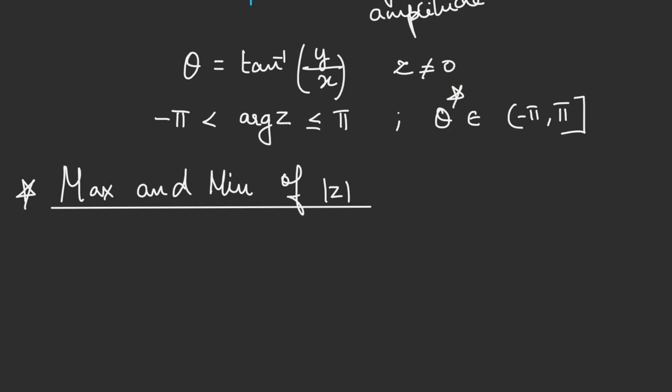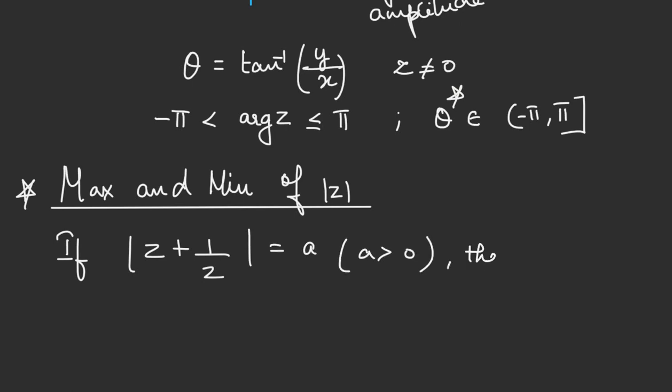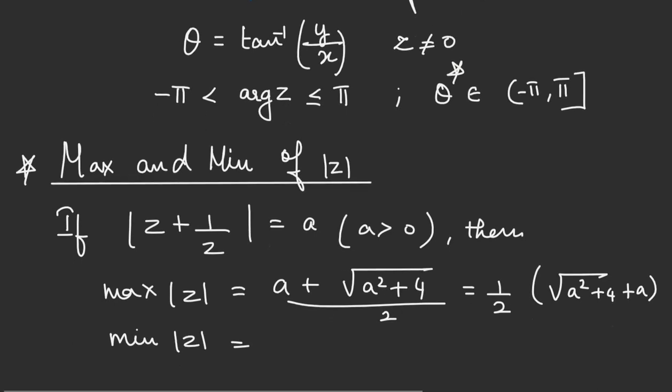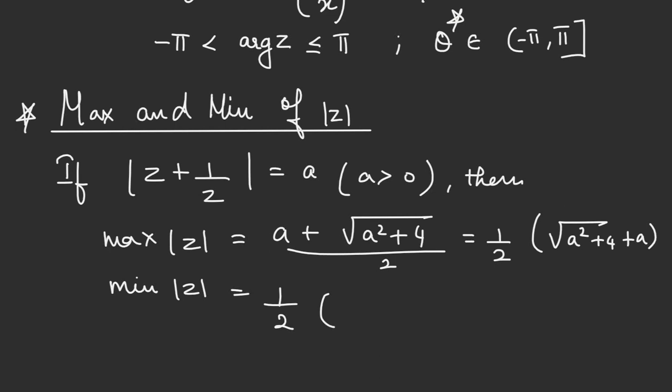Next, maximum and minimum of modulus of z. If modulus of z plus 1 by z is equal to a, where a is greater than 0, then the maximum of modulus of z is given by a plus root of a square plus 4, divided by 2, or 1 by 2 into root of a square plus 4 plus a, and the minimum of modulus of z is 1 by 2 into root of a square plus 4 minus a.